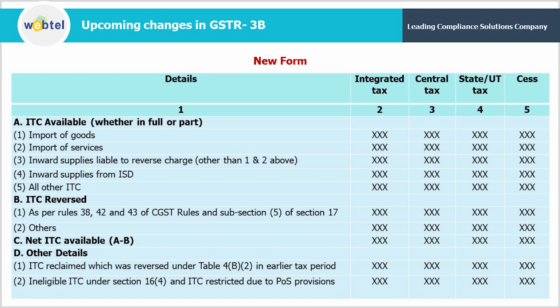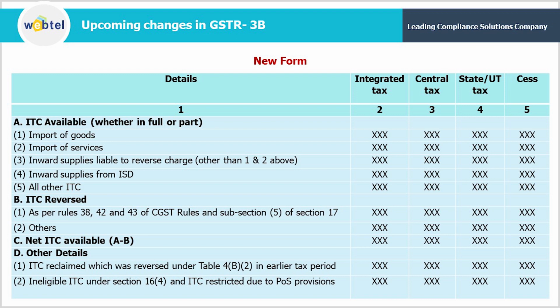You can see that the first details are the same, that is 4A is the same. In this, ITC available is coming, then import of goods, import of services, inward supplies liable to reverse charge, inward supplies from ISD, and all other ITC. So these columns are the same. These were given earlier also. Now point B, that is ITC reversed.